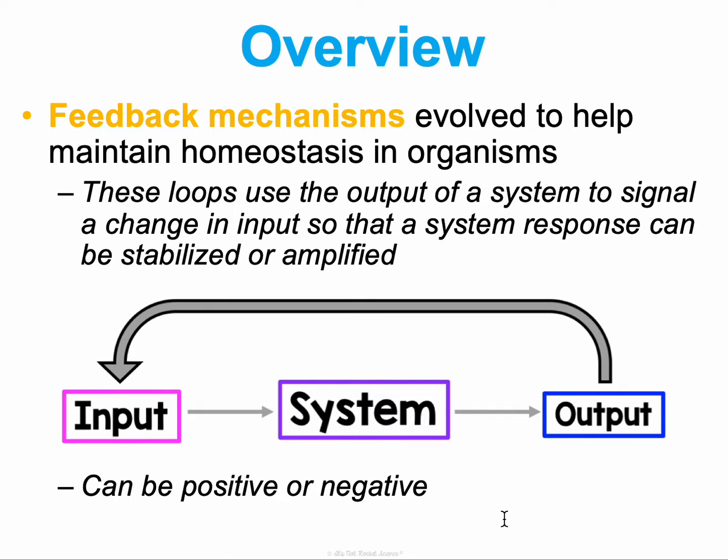All right, so feedback mechanisms. These have evolved to help maintain homeostasis in organisms, and there are different loops that use the output of a system to signal a change in input so that a system response can be stabilized or amplified. Basically, there will be a stimulus, that's the input. It's going to affect the system, which is usually a specific organ, and then that organ will communicate with the rest of our body, causing the output, which then goes back and back. That is why it is called a loop, and these are the different feedback mechanisms that our body uses. These mechanisms can be either positive or negative.